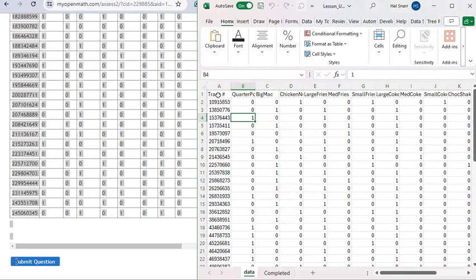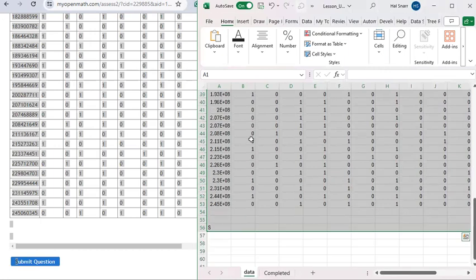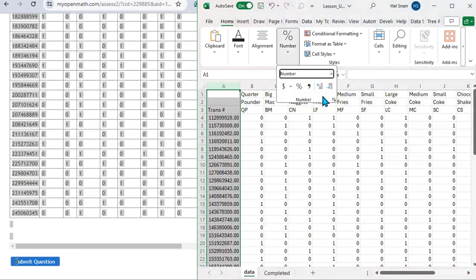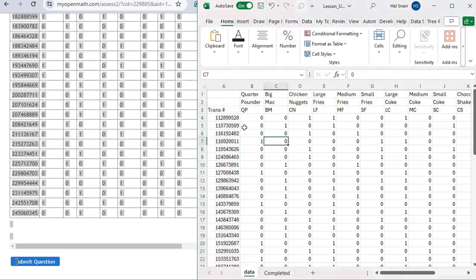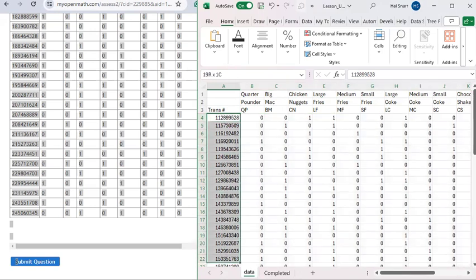I'm going to copy this and paste it in cell A1 as match destination formatting. Now make sure Quarter Pounder lines up with QP, Big Mac lines up with BM, et cetera. I'm going to format the transaction number with no decimal places. This is just the transaction number, the number that's printed on the receipt. We randomly selected these transactions from all the transactions at this McDonald's, and then sorted them on transaction number. QP again is Quarter Pounder, BM is Big Mac, et cetera.